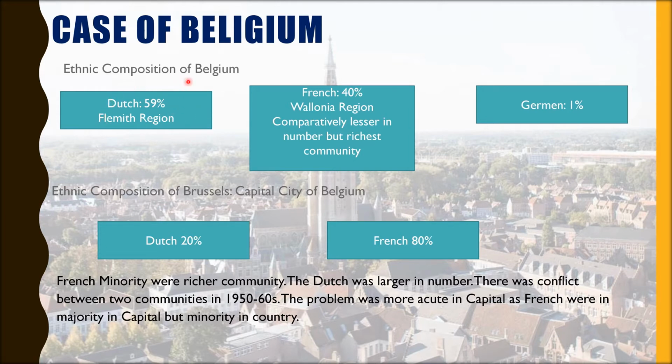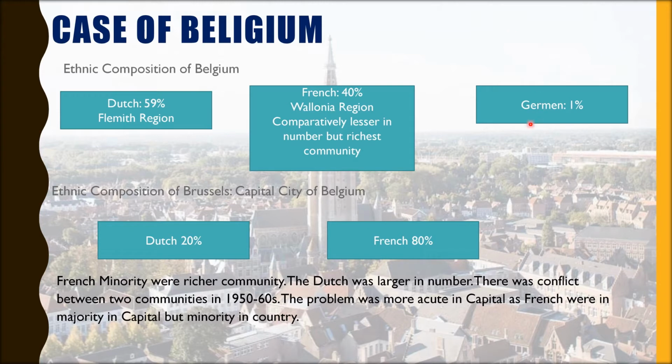There are 59% Dutch speaking people who live in the Flemish region. There are 40% French speaking people who live in the Wallonia region, and even though this is the smaller amount, this community is the richest one. And 1% are German speaking people.